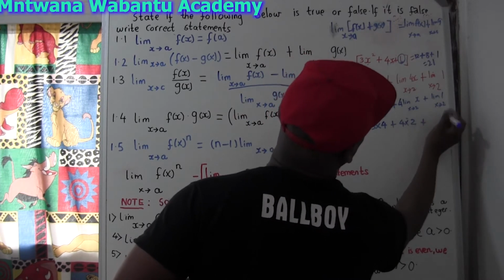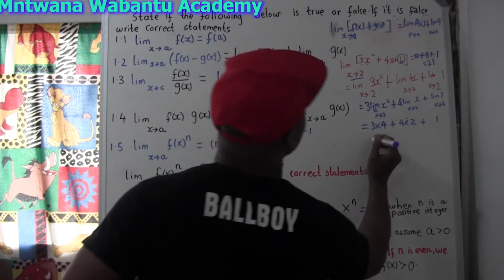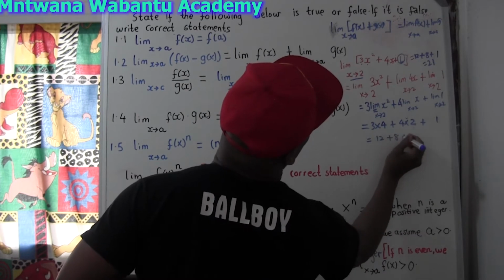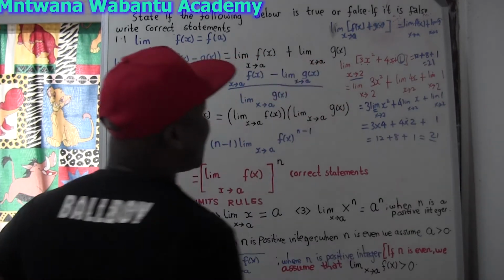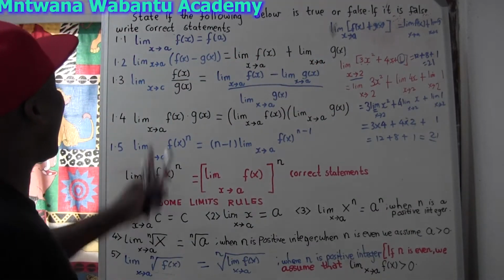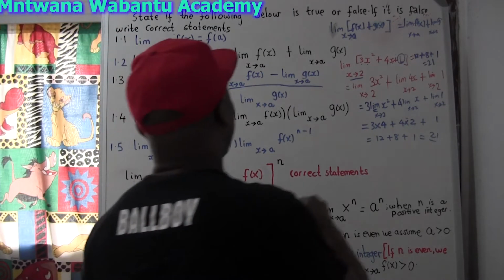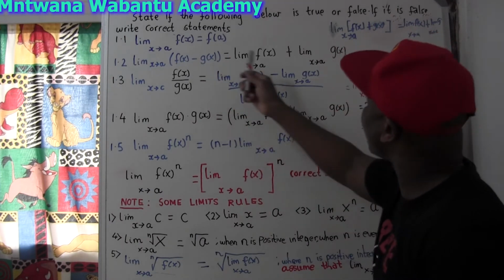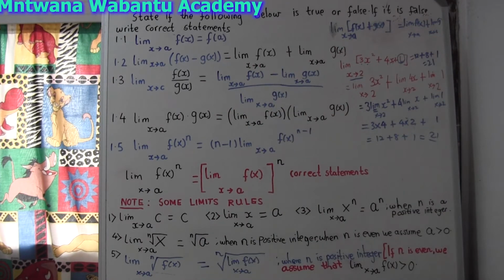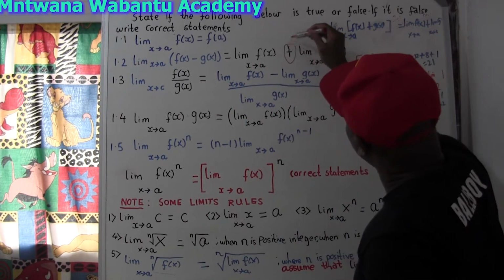Now we come here. This is going to be 1 because no effects. So this is going to be 12 plus 8 plus 1 and this is equal to 21. Same thing. So the rule does apply. It means if you have a plus or minus, you can separate. But the problem here is it's not correct because if it's minus, it must be minus. And they put plus, so this is not correct.